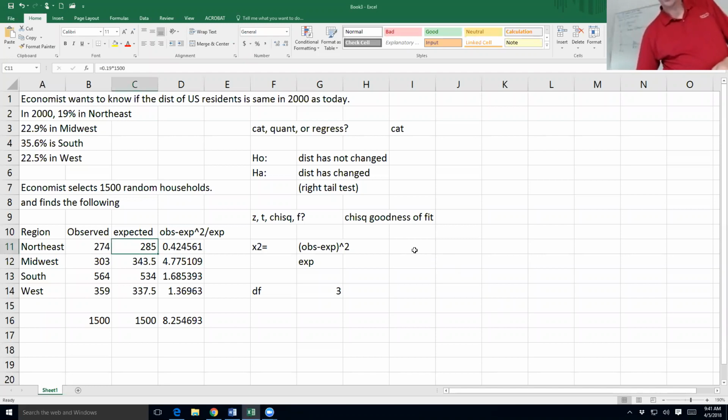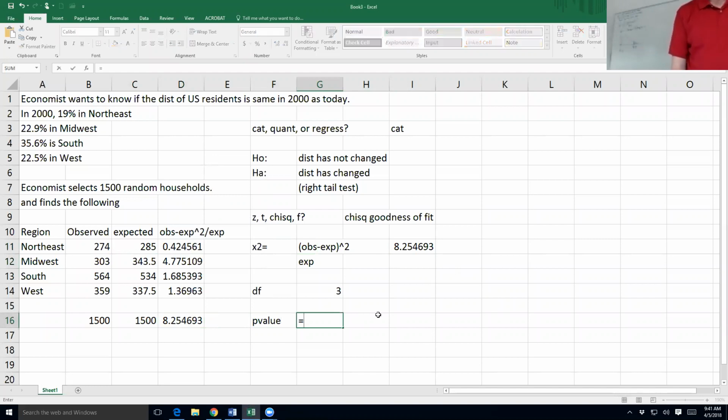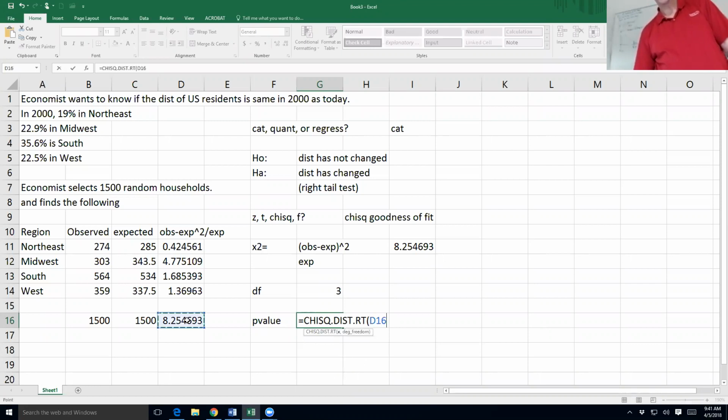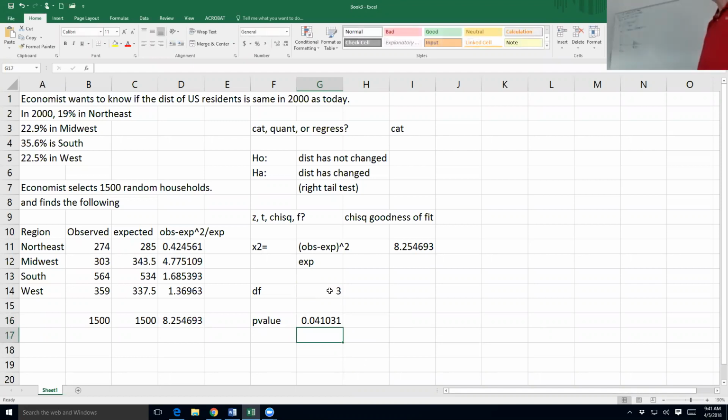So in this case, my chi-squared test statistic equals 8.25. I got 3 degrees of freedom. What's the next step that you're supposed to do? Compare, well, before you compare, you got to find your p-value, right? Then you can compare. So my p-value, what's the command for p-value? Equals chi-squared dist. And it's going to be a right-tailed test, right? I'm going to put this number in. My degrees of freedom is 3. Okay? So I got a p-value of 0.04.